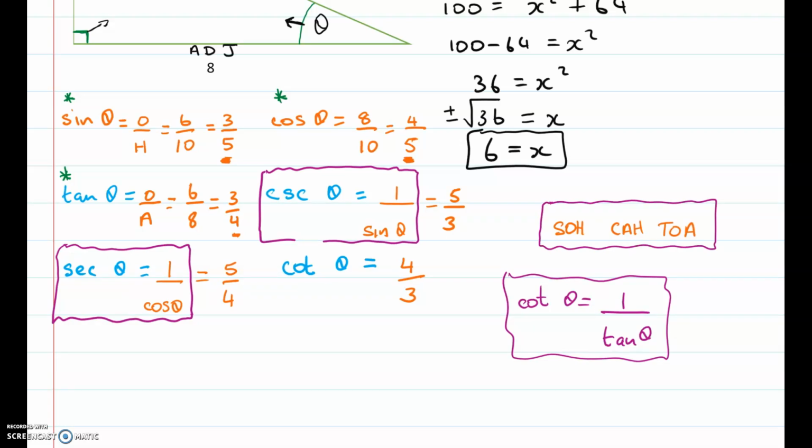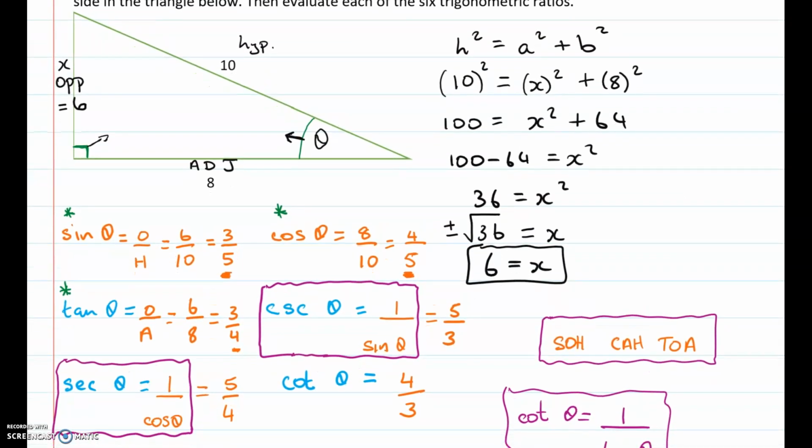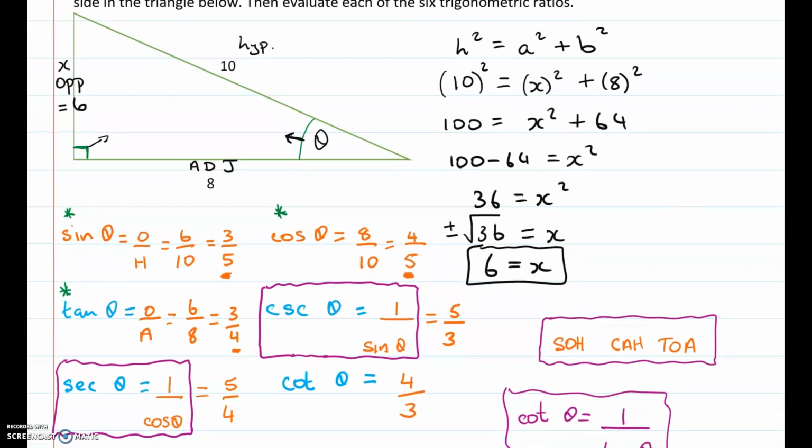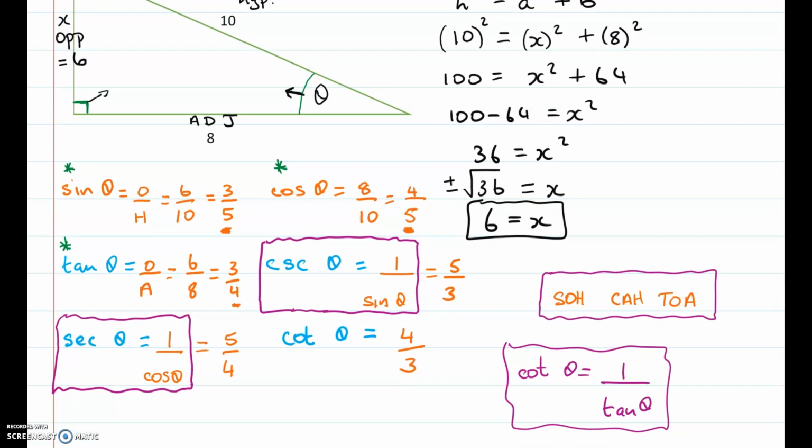Sine of theta is opposite over hypotenuse. Cosine of theta is adjacent over hypotenuse. Tan of theta is opposite over adjacent. Okay, so you do have to go and learn those off. But those are the answers. First of all, we've used Pythagoras' theorem to find the missing side, and once we had all 3 sides, we were then able to write down sine of theta, cosine theta, tan theta, cosecant theta, secant theta, and cotan theta.